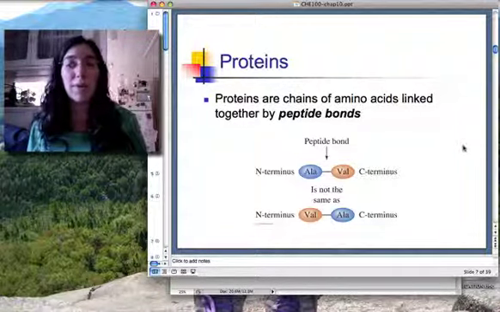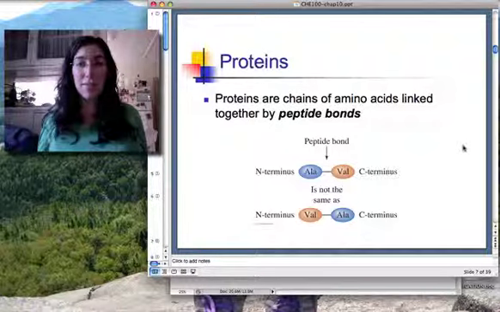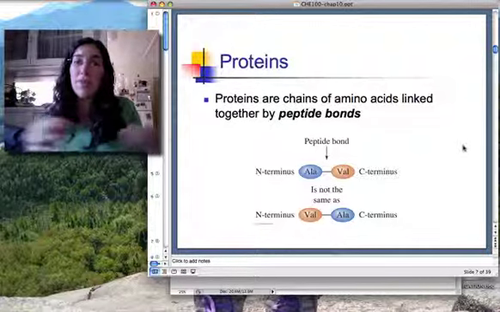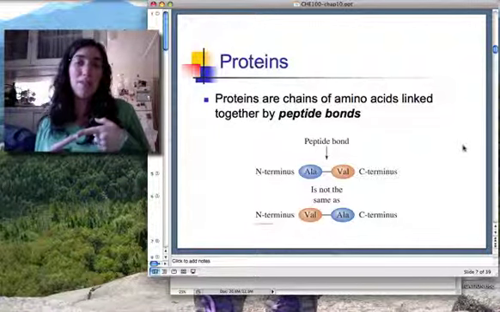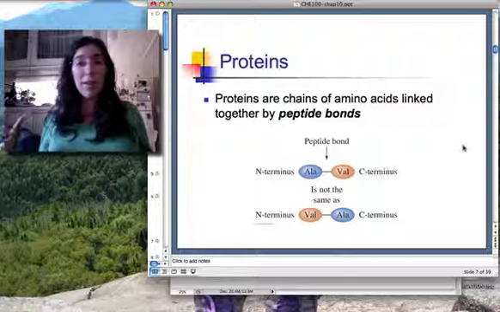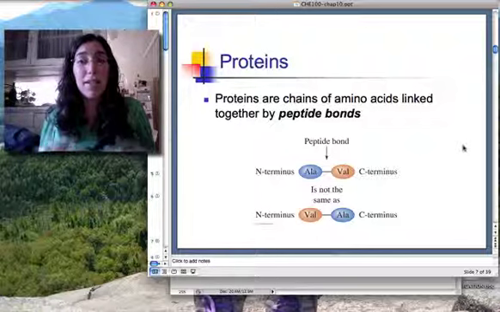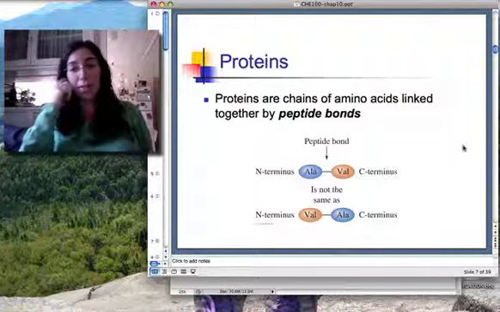When you form a protein, basically what you're doing is you're just making a chain of amino acids together. Chains of amino acids are proteins. And amino acids, when they're linked together, that bond is called a peptide bond. Just like when you had 2 monosaccharides linked together, we called that a glycosidic linkage. Two amino acids together is a peptide bond.